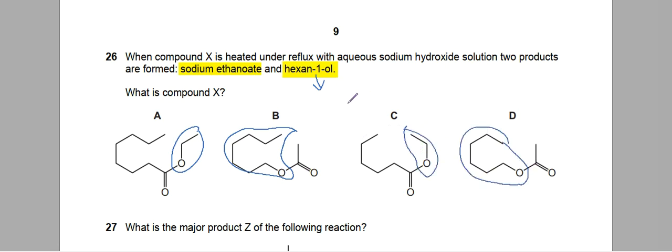Hexane, so the alcohol part must have 6 carbon. This one is 2 carbon, no. If you count this one, this is 7 carbon, so also no. So this one is 6 carbon. So the answer is D.